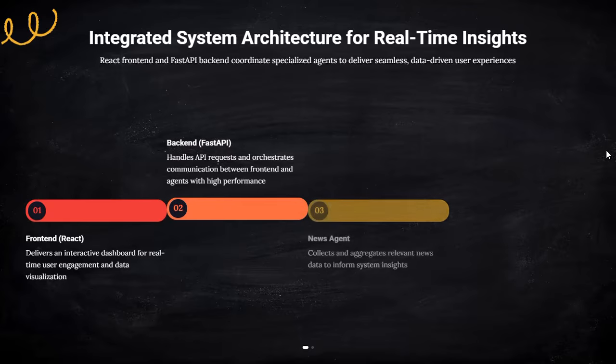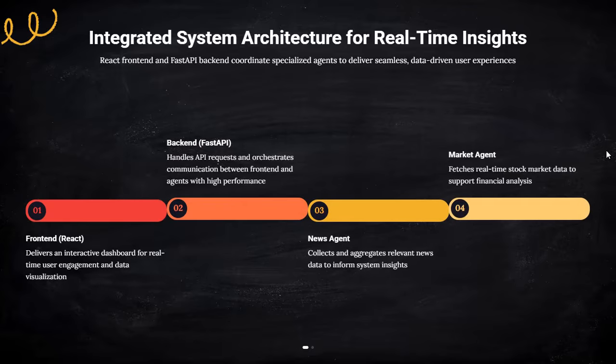So coming to the architecture, in the front end the architecture uses React, and in the backend we are using FastAPI for the communication between the front end and the agents. And then we come to the agents.